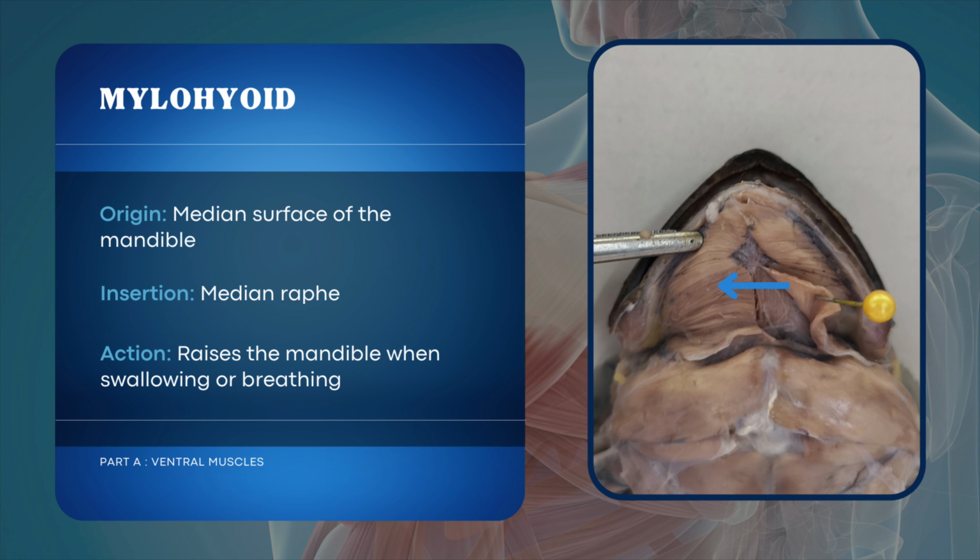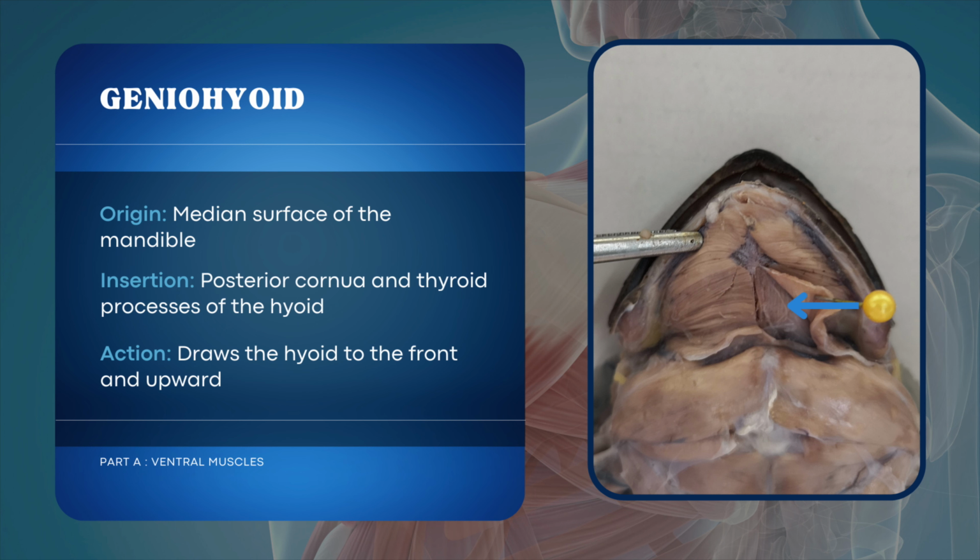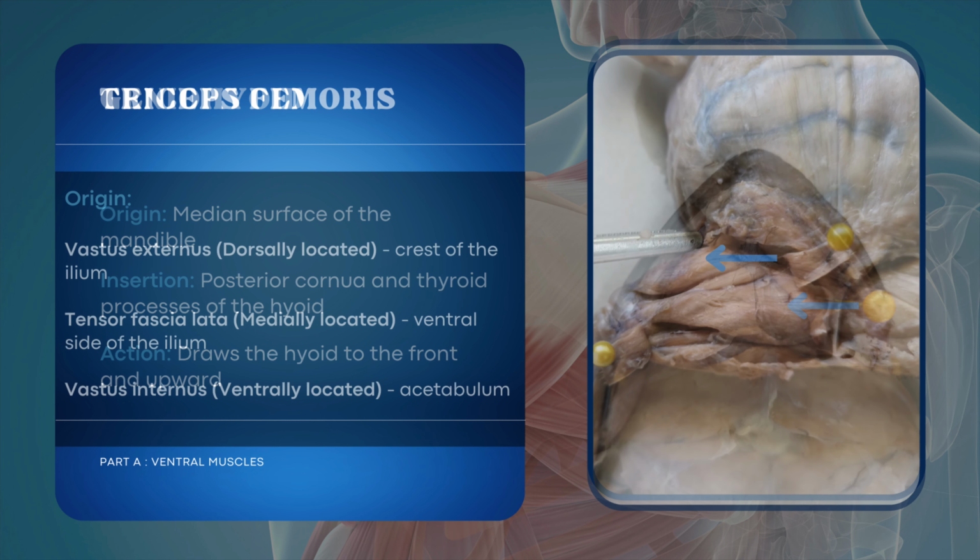Second is the mylohyoid, whose origin is from the median surface of the mandible, and is inserted to a connective tissue called the median raphe. This muscle raises the mandible when swallowing or breathing. Third, the geniohyoid, whose origin is from the median surface of the mandible as well, and is inserted to the posterior cornua and thyroid processes of the hyoid. The hyoid is drawn forward and upward by this muscle.